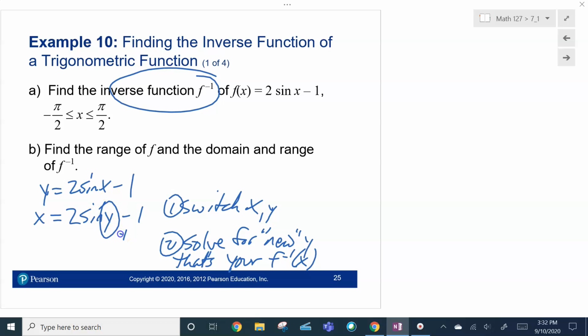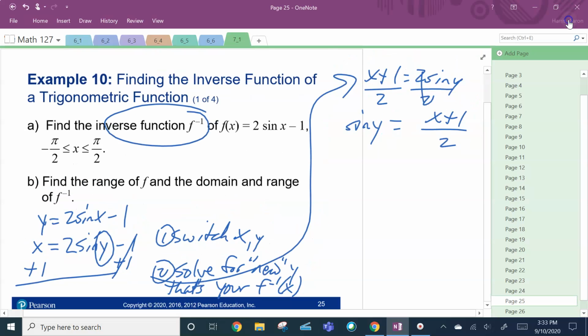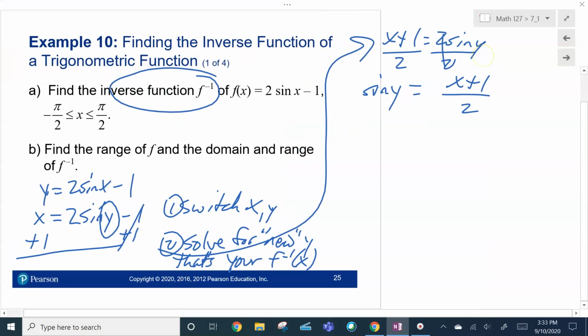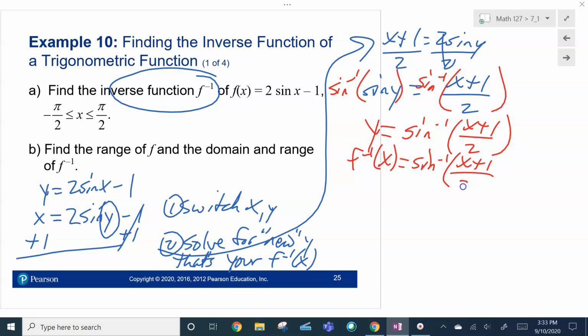Okay, so let's solve for this new y now that we've switched x and y. So I'm going to add 1 to both sides. So now I've got x plus 1 equals 2 sine y. Let me divide both sides by 2. So I've got sine of y equals x plus 1, all divided by 2. Now at this point, I'm going to undo the sine. So I'm going to go arcsine, because I know the arcsine of the sine of y, they undo each other. So that's just y. And over here I've got the arcsine of x plus 1 over 2. So that's our inverse: the arcsine of x plus 1, all divided by 2.